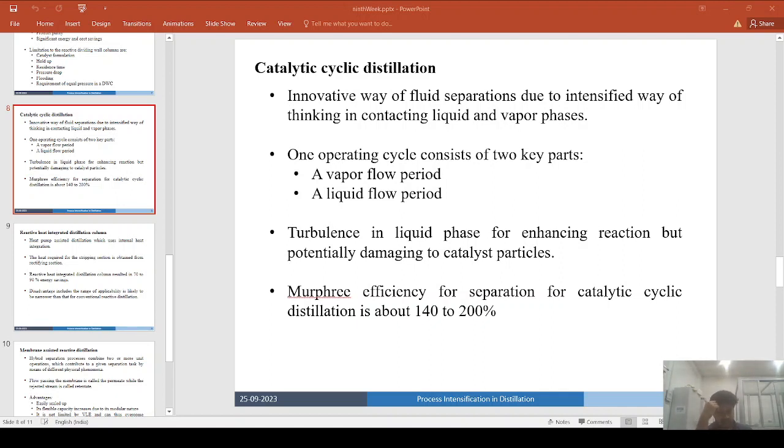The industrial implementation of HIDIC, which is also called the super HIDIC, has been done by one company, Toyo Engineering Corporation, Japan, where they have industrially installed the super HIDIC. Now, what is the disadvantage of HIDIC?